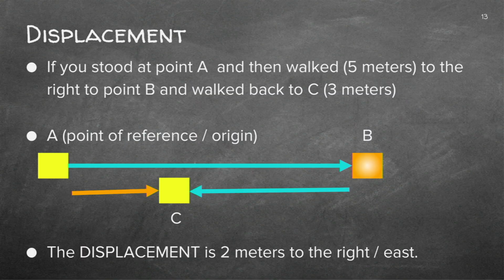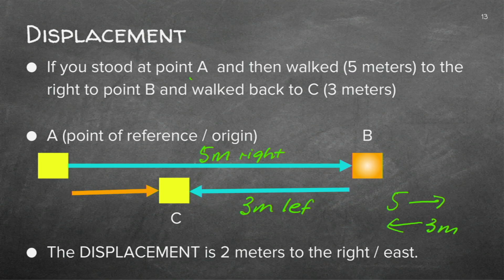Let's have a look at displacement. You stood at A, you walked 5 meters, and remember it's a vector, so it's to your right. You came back 3 meters to your left. What will the resultant be? Can you remember how to work out the resultant? Well, it will be 5 meters that way, 3 meters this way. So it will be 5 minus 3. It will be 2 meters to which direction? To your right.